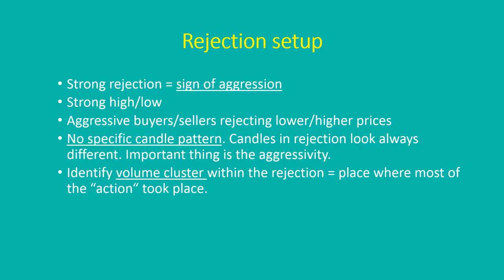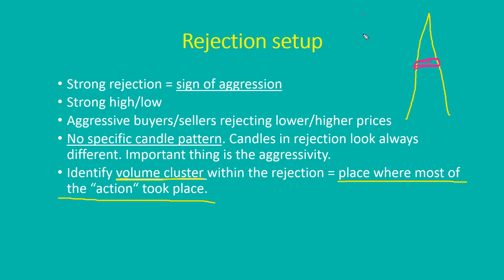Alright? The core of this setup is basically you want to identify the volume cluster which got created within the rejection. So if there is rejection of higher prices, indicating strong and aggressive sellers, then you want to look inside the rejection and search for a significant volume cluster within the rejection. And where there is a significant volume cluster, this means that this is a place where most of the action took place.